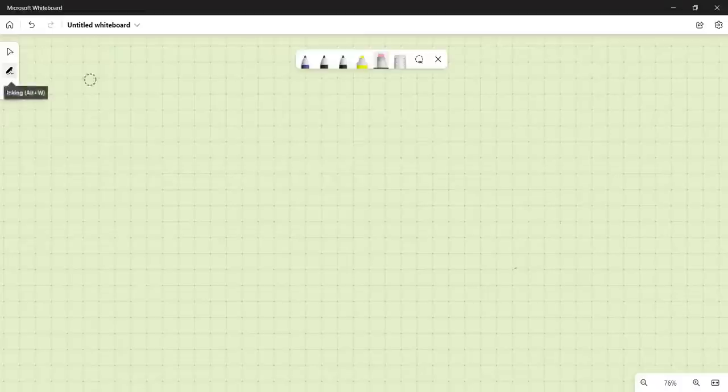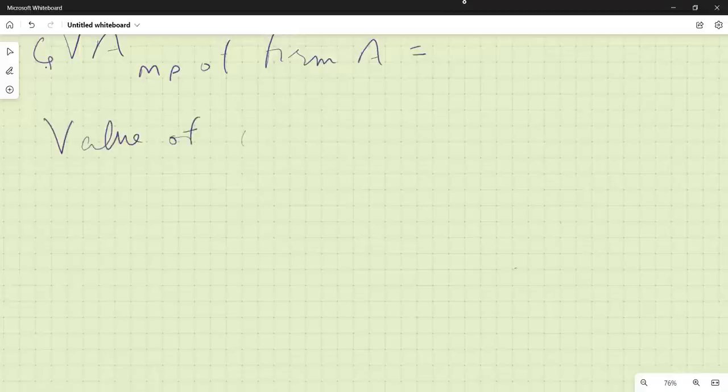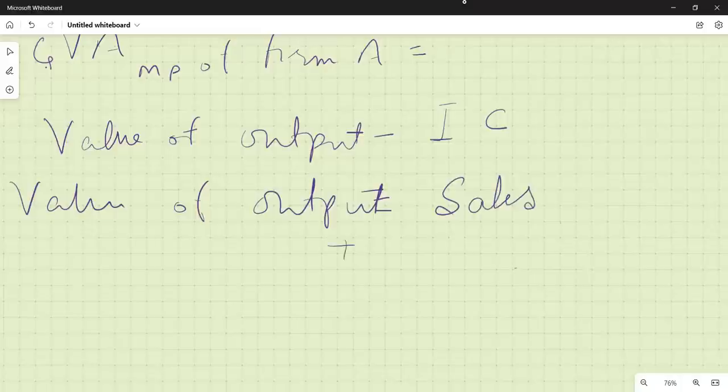So we have seen, to calculate GVA at MP, what's the formula? Suppose we have to find out the value of GVA at MP of firm A. The formula will be equal to value of output minus intermediate consumption. Now the question arises, how to calculate the value of output? To find the value of output, it will be equal to sales plus change in stock. Sales plus change in stock.